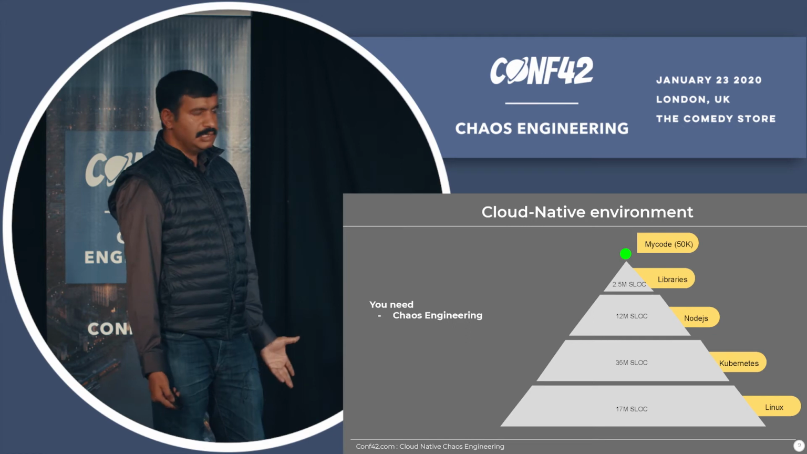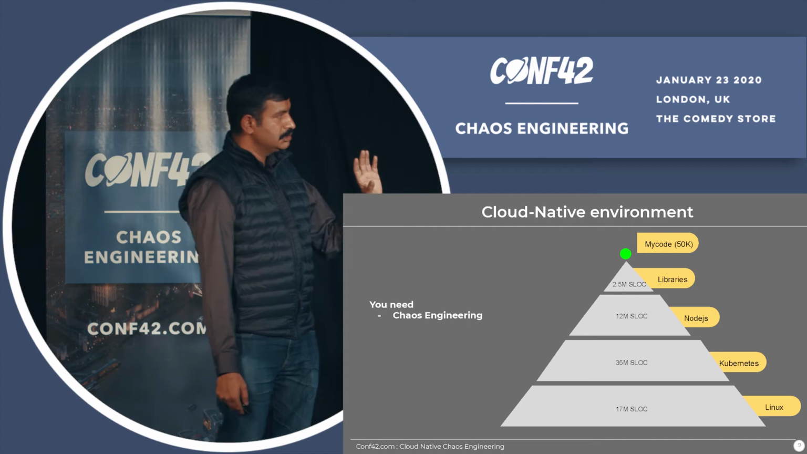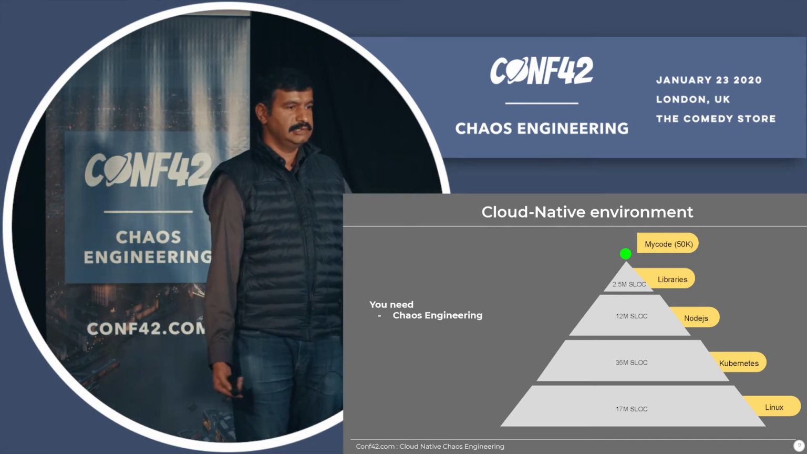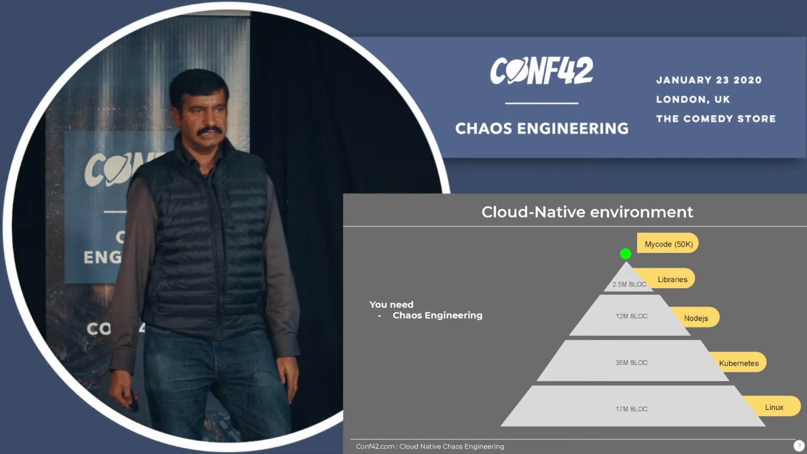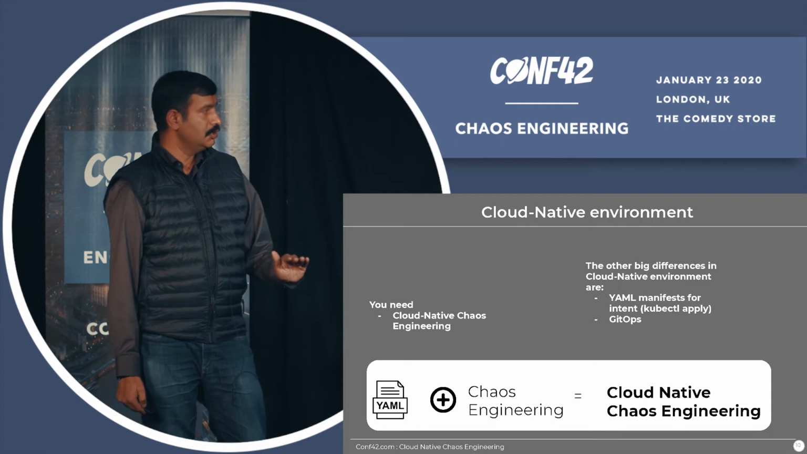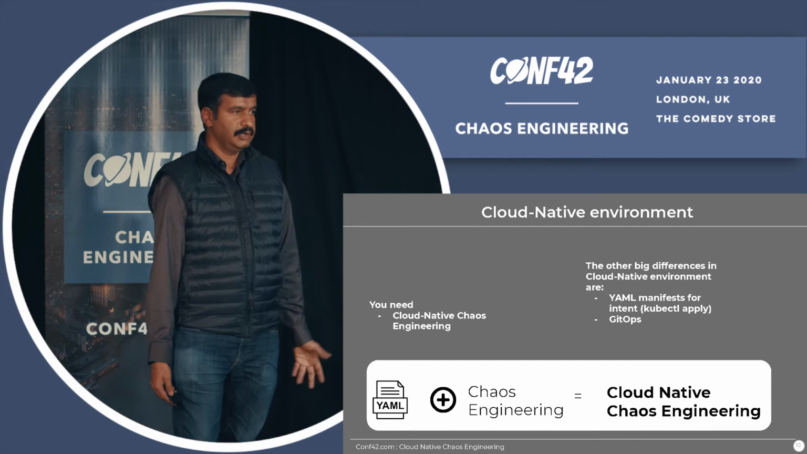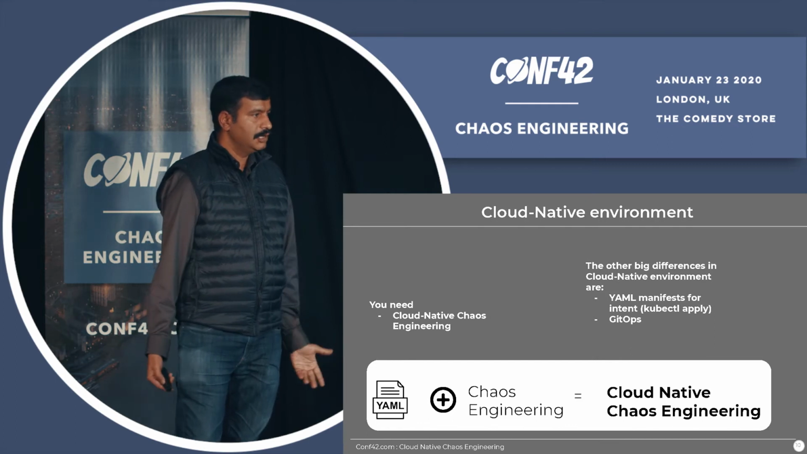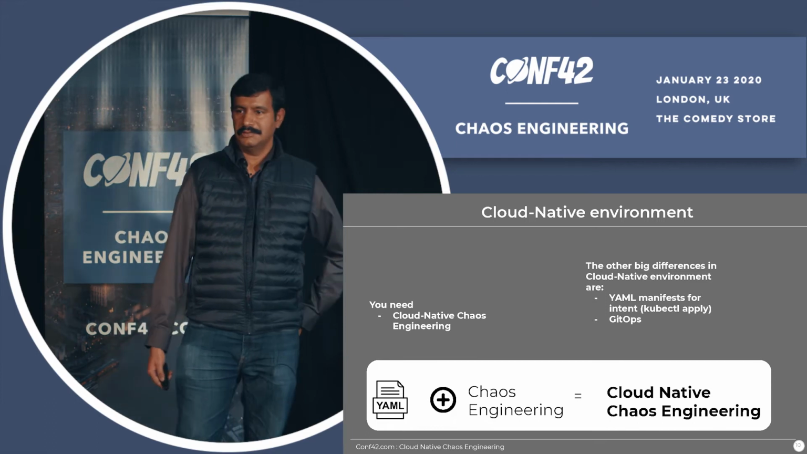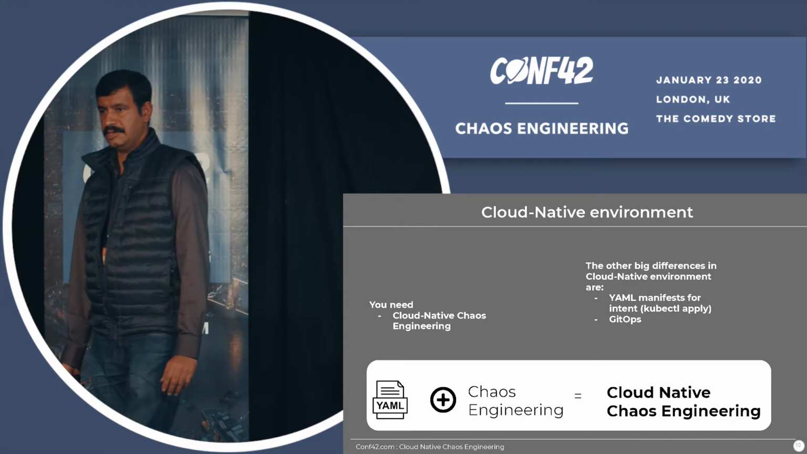So that's one thing. So how do you do this? Obviously, it's chaos engineering. Chaos engineering, not just for your code, but for the entire stack, right? Because your application depends on the entire pyramid. So that's one concept. The other big difference is, okay, I need to do chaos engineering, but how? What's this cloud native environment? The big difference is, everything is YAML. You need to practice this YAML engineering, right?